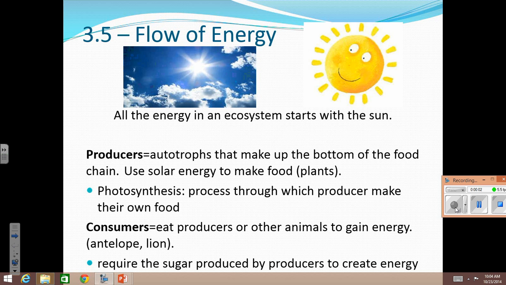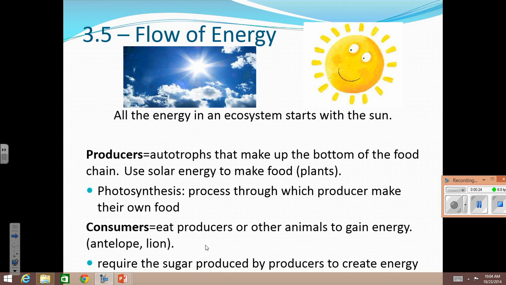This is section 3.5 about the flow of energy. So all energy in an ecosystem begins with the sun, and producers are going to be the first level of the food chain, made out of autotrophs, which means that they can make their own food, and they do this through a process called photosynthesis.